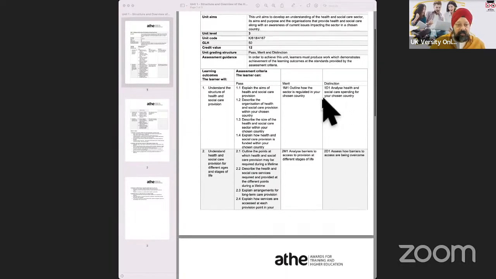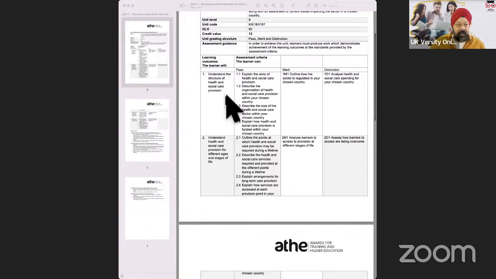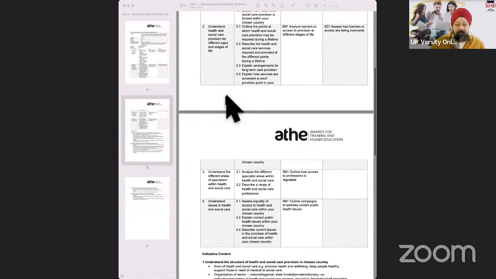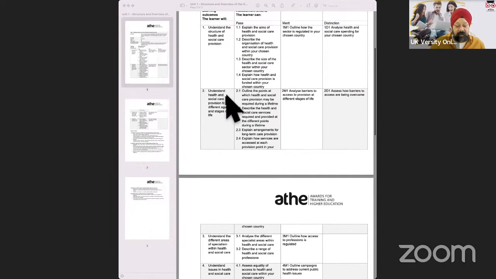Now, this unit has 4 learning outcomes. As you would see, you have learning outcome 1, 2, 3, and 4, and there are various assessment criteria. In learning outcome 1, there are 4 pass criteria, 1 merit and 1 distinction. Generally, give or take, in any unit that you would study, you normally have about 3 or 4 merit criteria in addition to the pass criteria if you want to look at achieving merit, and distinction criteria tend to be 2 or 3.